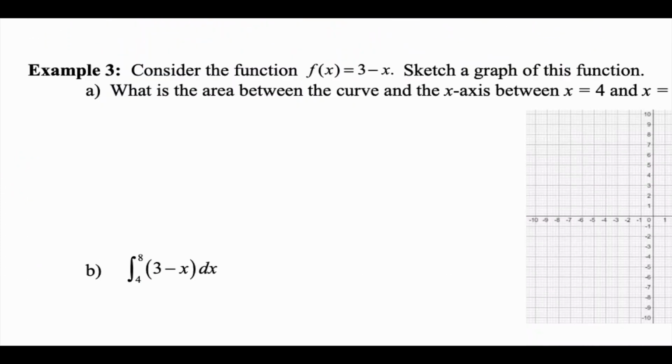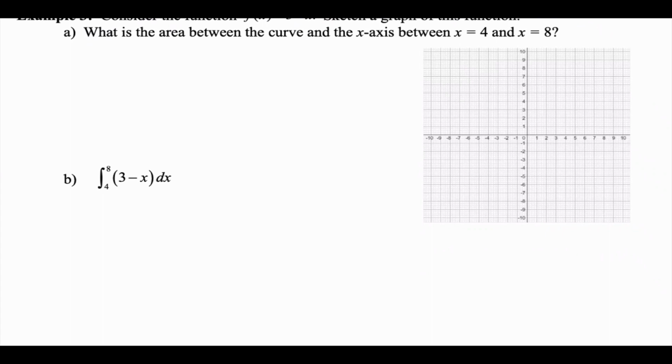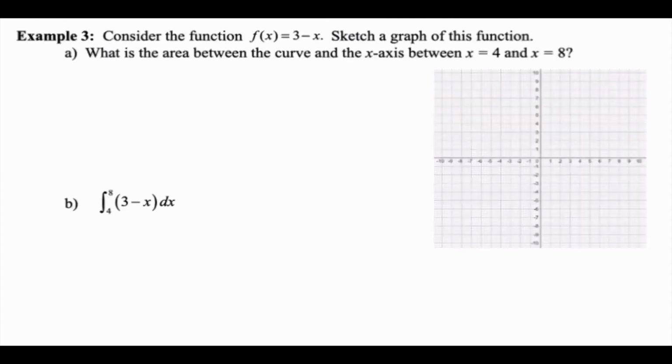All right. Okay, so now, similar problem. So we have a function, 3 minus x. First thing to do is we need to sketch that graph. We're going to go from 4 to 8. So I want you to sketch that graph from 4 to 8. Where is it? Where does it go? 3 minus x. That's the function, 3 minus x. So I'll give you a hint. It's going to be a line.